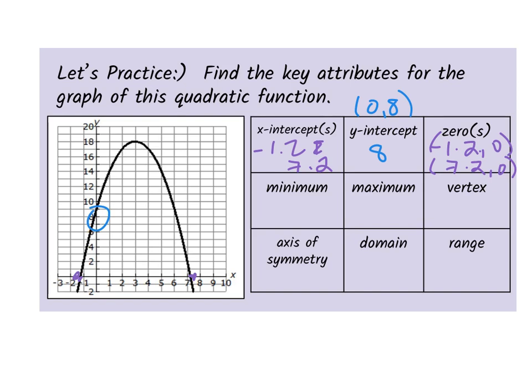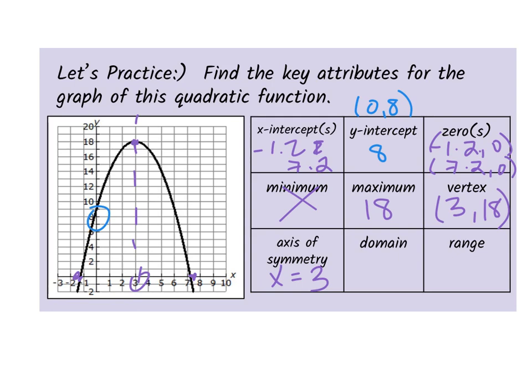Now, does this have a minimum or a maximum? Well, it's concave down, so it has a maximum; there isn't a minimum. The maximum point is right here at 18. That's also my vertex point. So my vertex is at (3, 18). The axis of symmetry is this line going straight down through the vertex, and that's at x equals 3. I need x equals; don't just tell me 3.